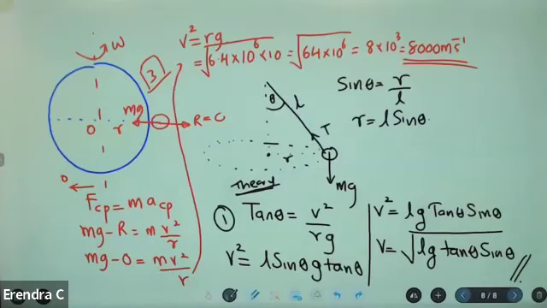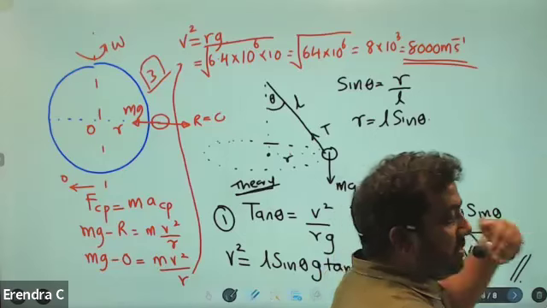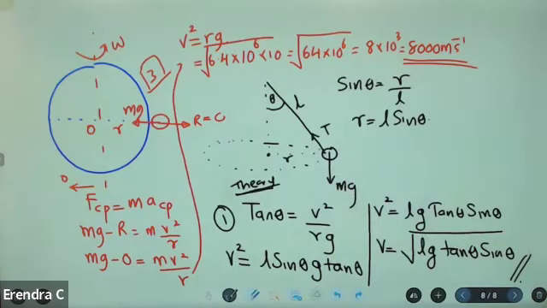Okay, write there a small sentence. Apparent weight means normal reaction will be 0.